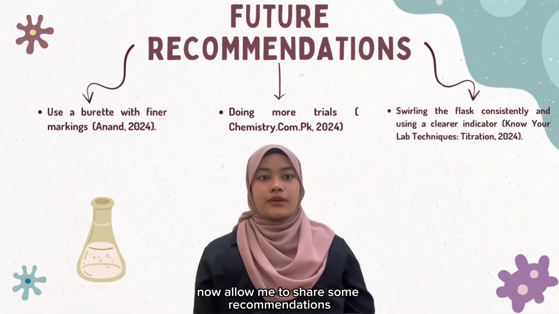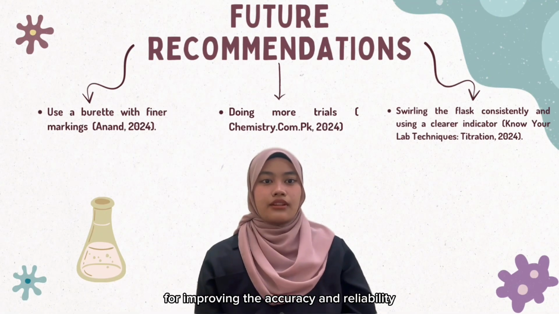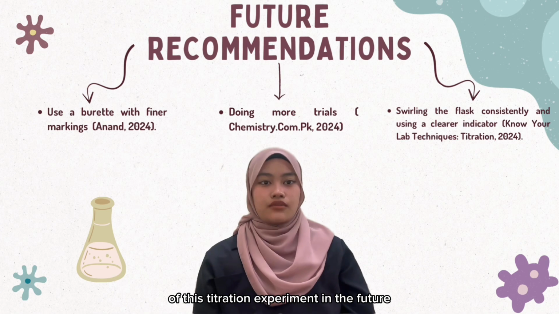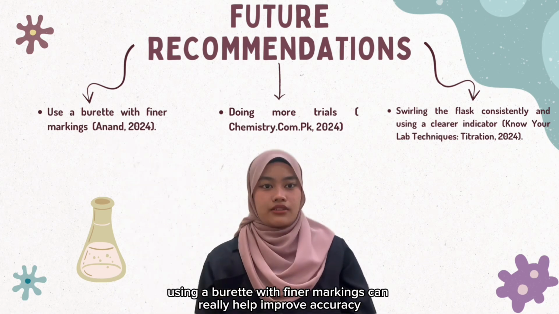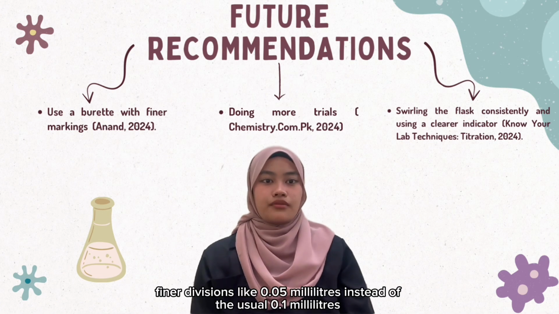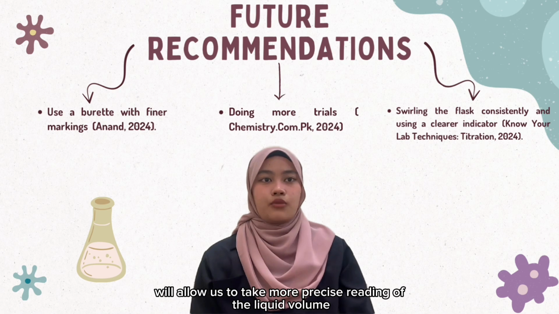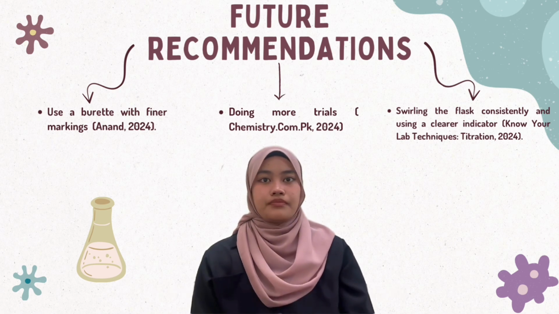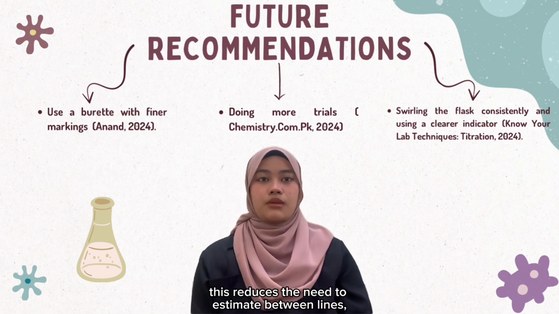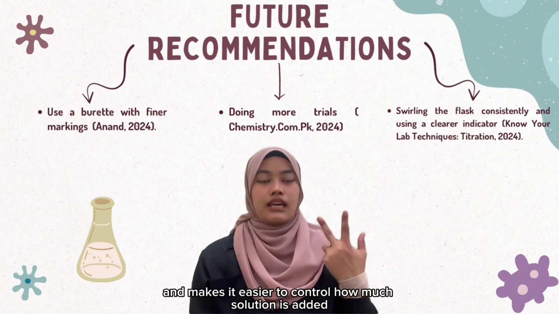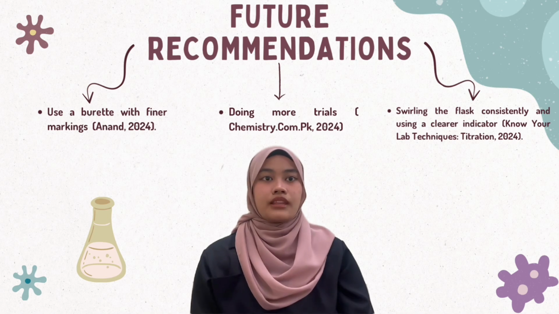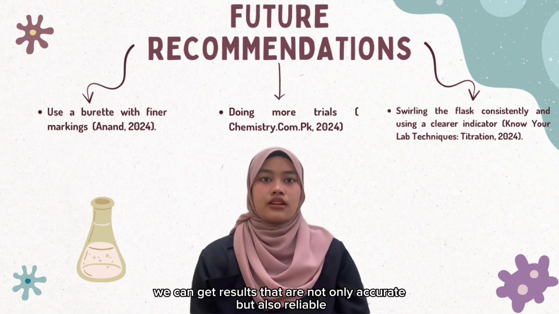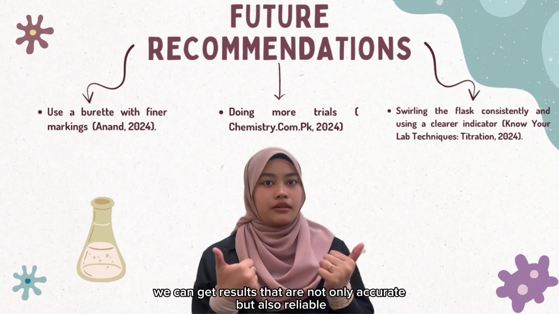Then, we have future recommendations for this experiment. Now, allow me to share some recommendations for improving the accuracy and reliability of this titration experiment in the future. First and foremost, using a burette with finer markings can really help improve accuracy. Finer divisions like 0.05 ml instead of the usual 0.1 ml will allow us to take more precise readings of the liquid volume. This reduces the need to estimate between lines, minimizes human error, and makes it easier to control how much solution is added, especially near the endpoint. With more detailed measurements, we can get results that are not only accurate but also reliable.